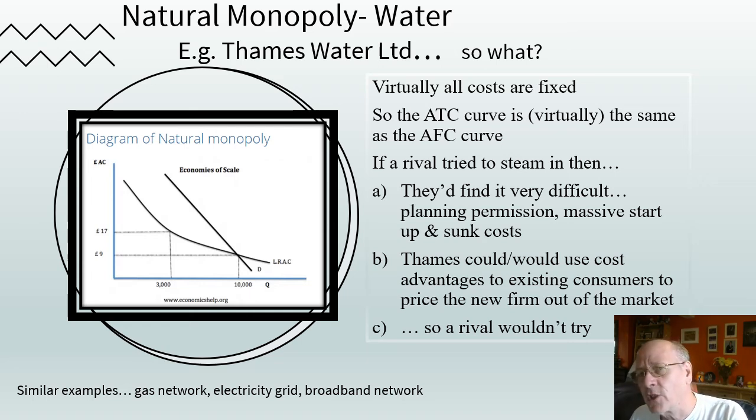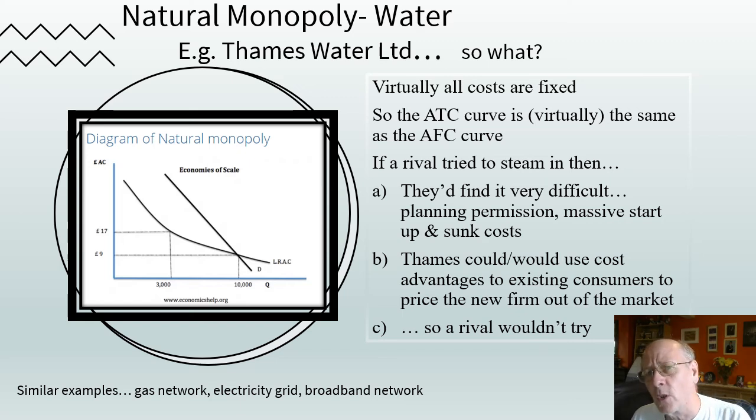So what are the implications of this? Well, if a rival tried to set up and steal some of the market from Thames Water, first of all, they'd find it horrendously difficult. Do you think that they'd get permission from all the local authorities to dig up streets, to plant additional pipes when those streets have already got pipes? And in addition, of course, would they want to do it? Because those costs would be sunk costs, and they would know that. They would know that if they failed, they would not be able to get those costs back.